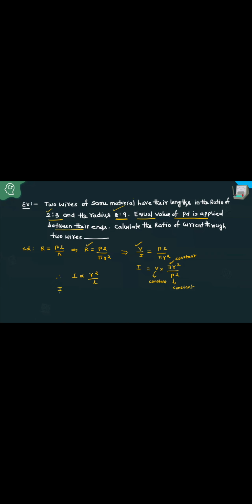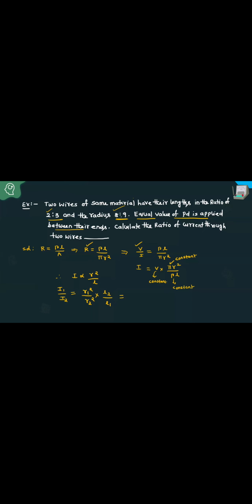Shall I write it like this? Here it is asking for the current ratios, so directly calculate I1 by I2. If I1 by I2 is not given, they will give I2 by I1. But I1 by I2 equals, how can we write, R1 square by R2 square into L2 by L1. What are the ratios of the radius?